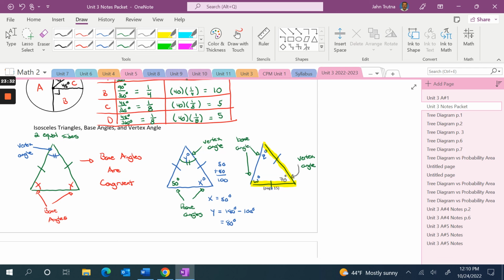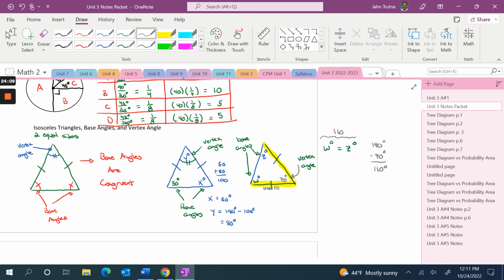Now, the base angles are congruent when the triangle's isosceles. So what this tells me is that W is the same degrees as Z. They're equal to each other. Now watch how I figure out what W and Z are. I know that I've already used up 70 degrees of the triangle, and there's 180 degrees in a triangle, so that means there's 110 degrees left for both of these angles here.